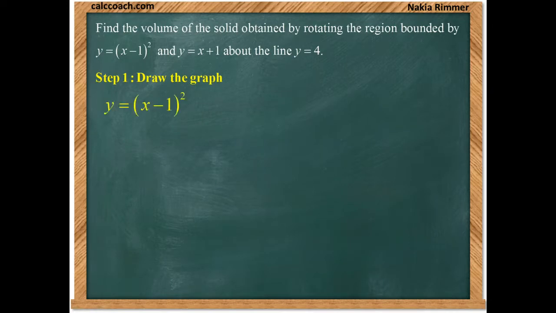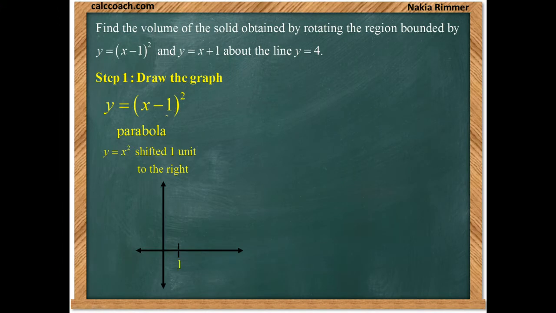We have two functions. First up, we have y equals the quantity x minus 1 squared. This is a parabola that's been transformed. The minus 1 performs a shift of the parabola 1 unit to the right. Take y equals x squared, shift 1 unit to the right, and you'll get this. That'd be the graph of y equals the quantity x minus 1 squared. We're just sketching for now.